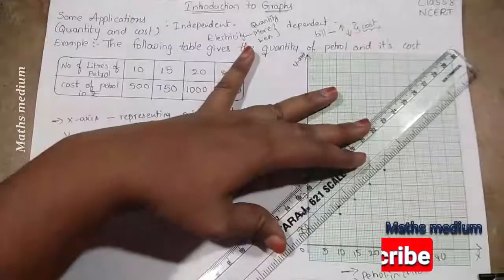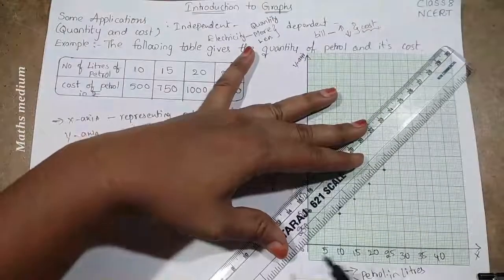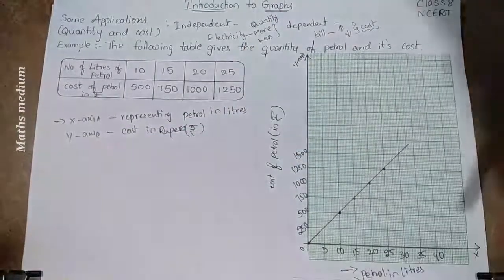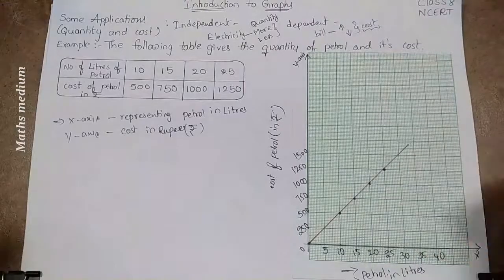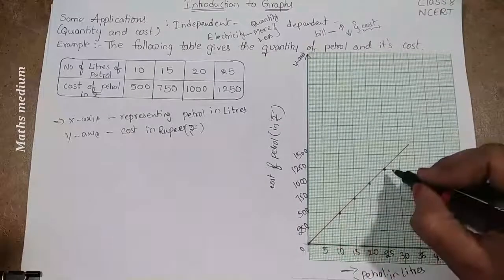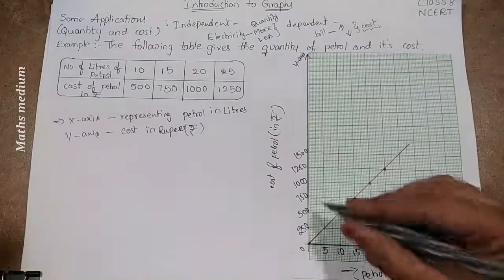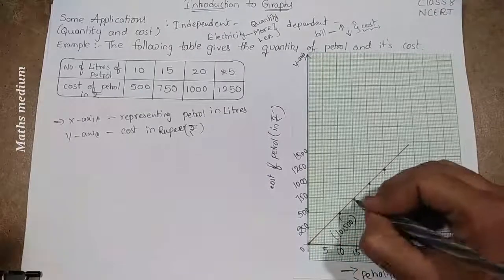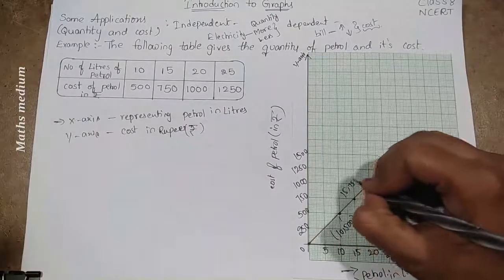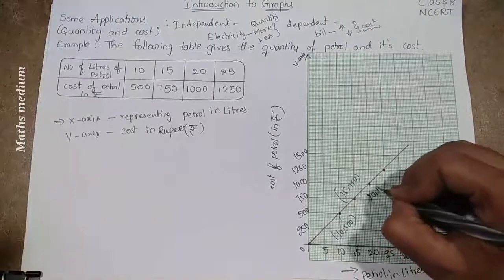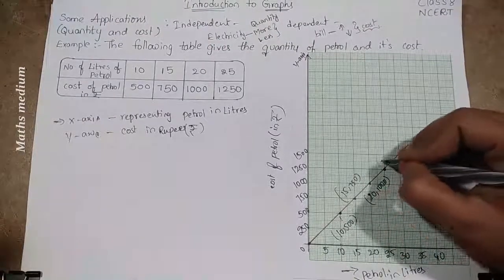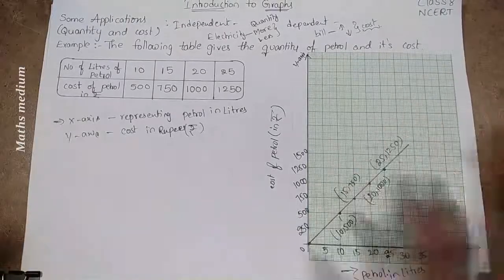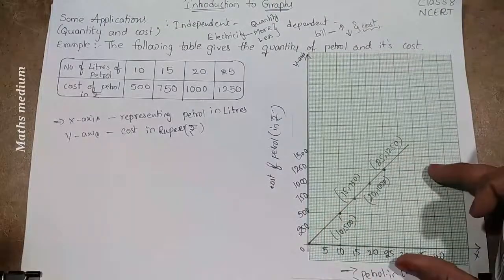Now you can draw the graph from 0 to end. See, this is the point and this is 0. We have to draw the line like this. Represent the points here. This point 10, 500. This coordinate 15, 750. This coordinate 20, 1000. This point 25, 1250. So this is the way to represent quantity and cost in the form of graphs.